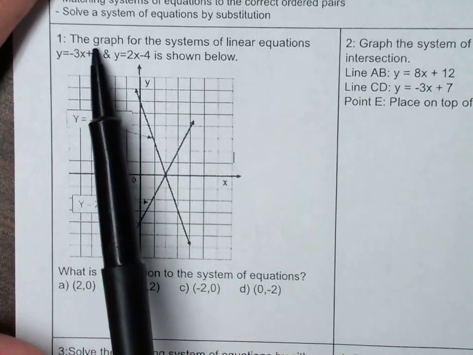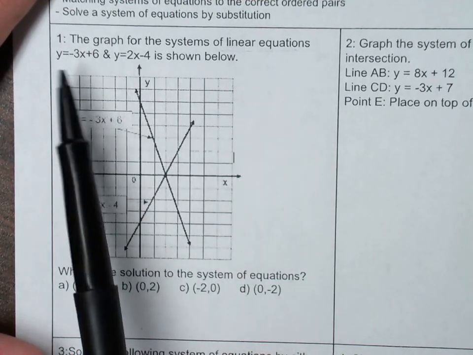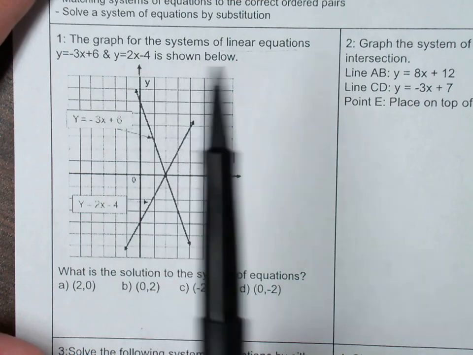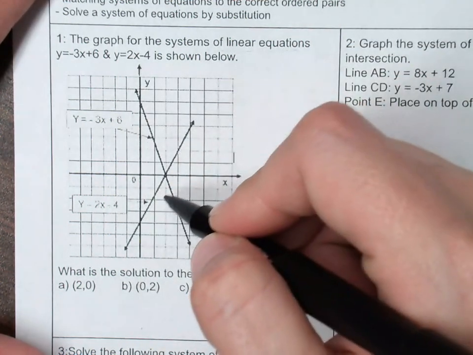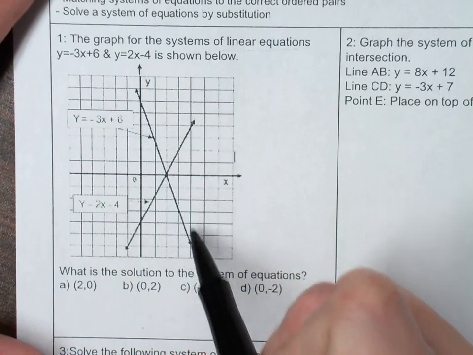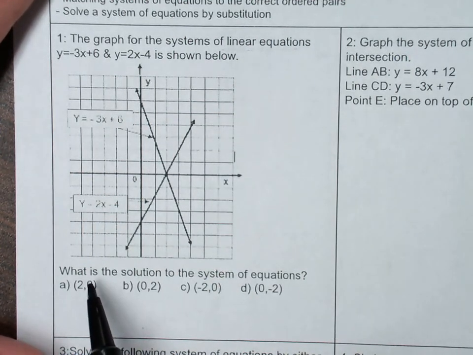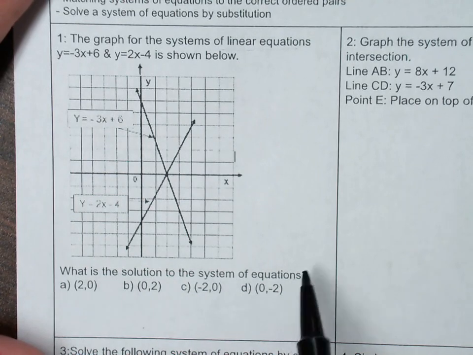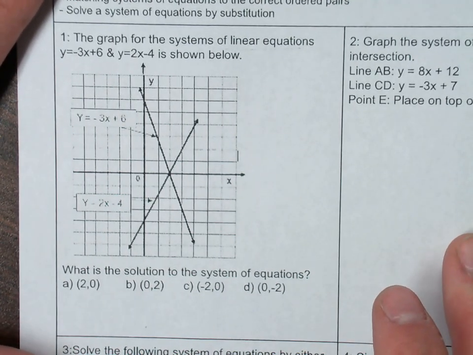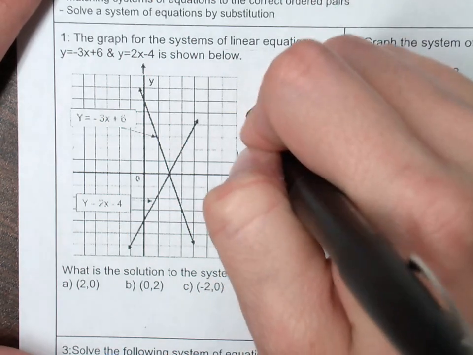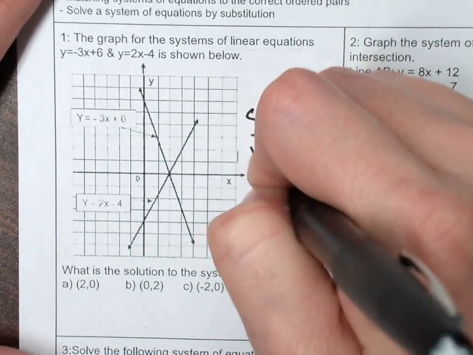So the first question says the graph for the systems of linear equations y equals negative 3x plus 6 and y equals 2x minus 4 is shown below. That means it's already graphed. You have y equals negative 3x plus 6 and y equals negative 2x minus 4 here. It's asking you what is a solution to the systems of equations. Remember that a solution is where they cross.